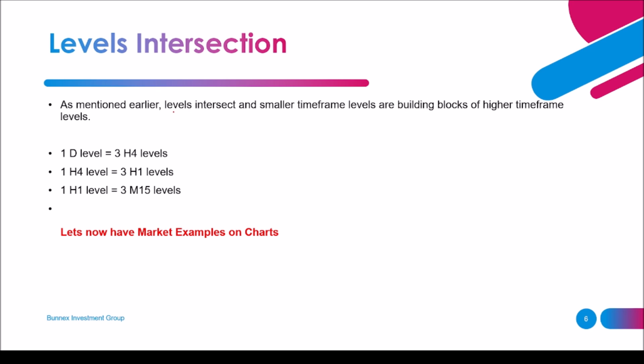As mentioned earlier, levels intersect and smaller time frame levels are building blocks of higher time frame levels. With that in mind, one level on the daily time frame is equal to three levels of the H4 time frame. One level on the H4 time frame is equal to three H1 levels, and one H1 level is equal to three M15 levels. To fully understand and grasp this concept, you need to see the following examples. Let's now have market examples on the charts.